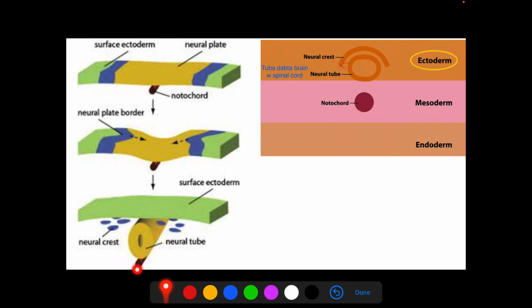And inside the mesoderm there is the notochord. The notochord is these round things near the neural tube. In the future it becomes the body of the vertebra and the nucleus pulposus.